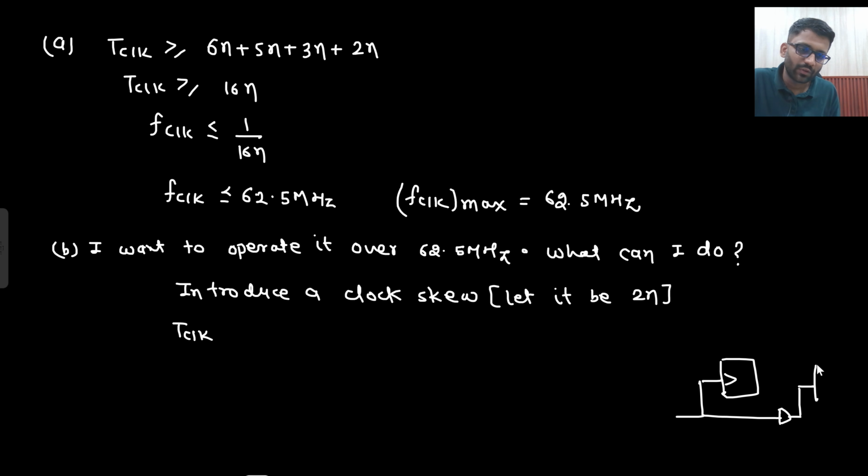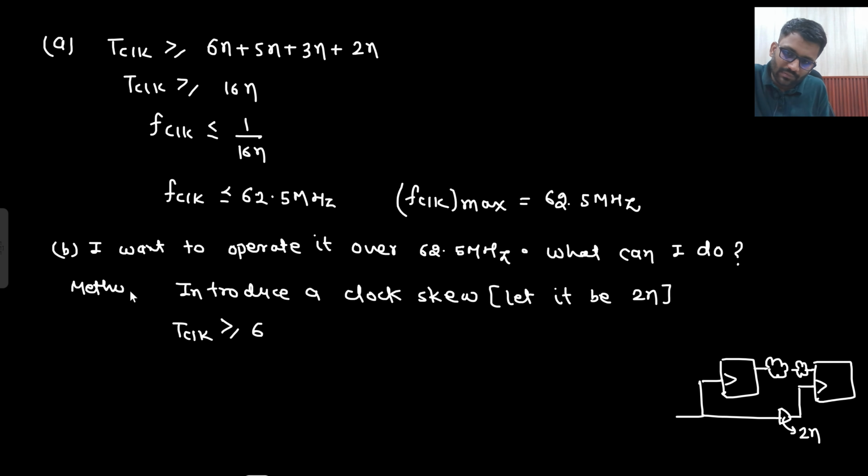Now this will be the clock which will be fed to flop 2. There are combination circuits in between, and they will remain as they are. So this skew I am introducing is 2 nanoseconds. So what would be my T clock? This is method 1 you can use: 6 nanoseconds plus 5 nanoseconds plus 3 nanoseconds plus setup time minus 2 nanoseconds.